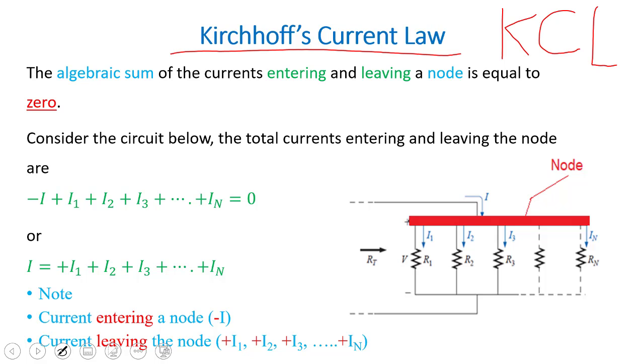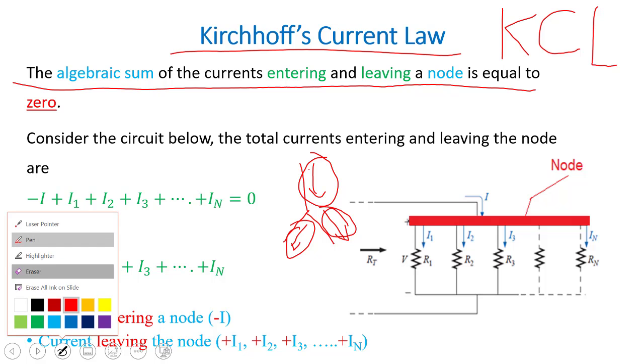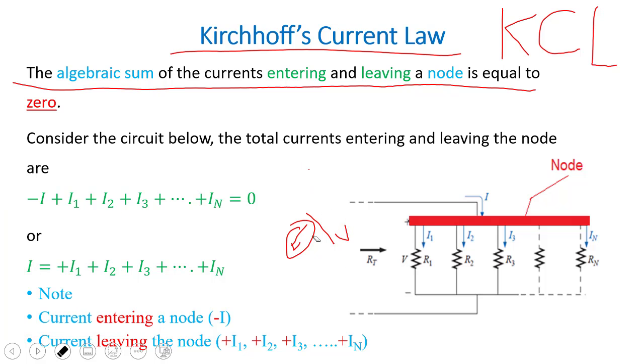Now, KCL states that the algebraic sum of the currents entering the node and leaving the node is equal to 0, meaning whatever currents enter the node will exit the node. So if I have a node like this, with a current entering, these two currents will be exiting, so this current will equal these two currents. Now, this is illustrated in this figure over here.